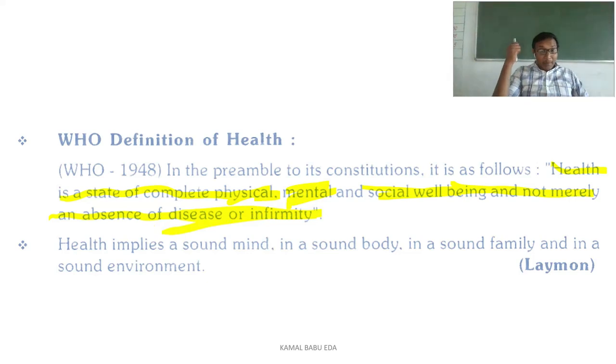So what is the actual meaning of this health? A person is said to be healthy whenever the aspects, physical, mental, social, and spiritual, are all meeting together without any kind of disease or infirmity. Then we say the person is a healthy person. So you understood the definition? Health is a state of complete physical, mental, social, and spiritual well-being, not merely an absence of disease or infirmity.